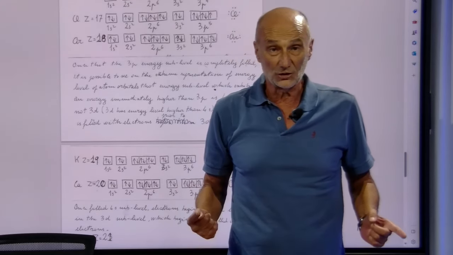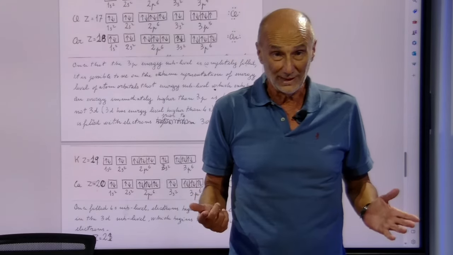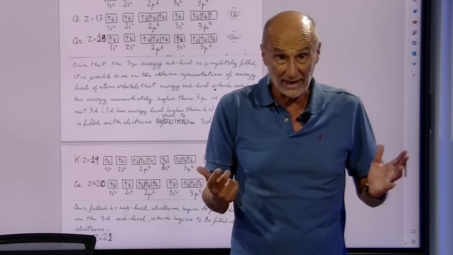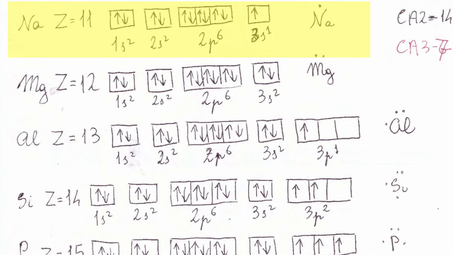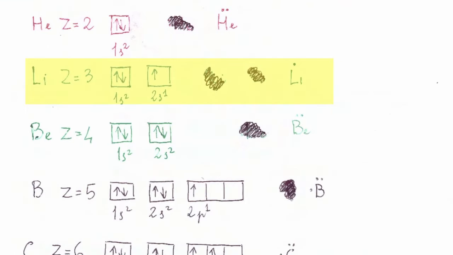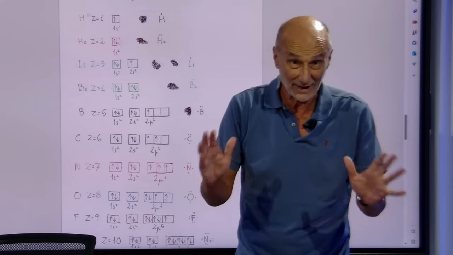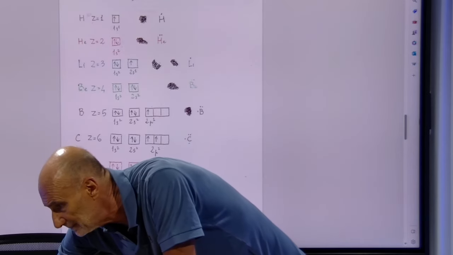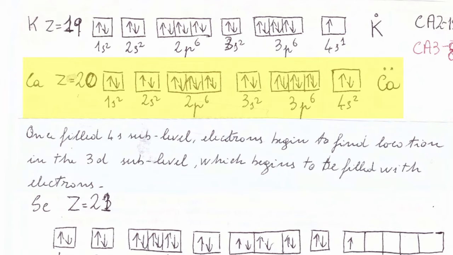which denotes that only one electron is located in its outer shell. Well, potassium exhibits a physical and a chemical behavior which is very similar to that of sodium, which has only one electron in its outer shell, and very similar to that of lithium, which has only one electron in its outer shell. This is not the case, obviously. Okay?